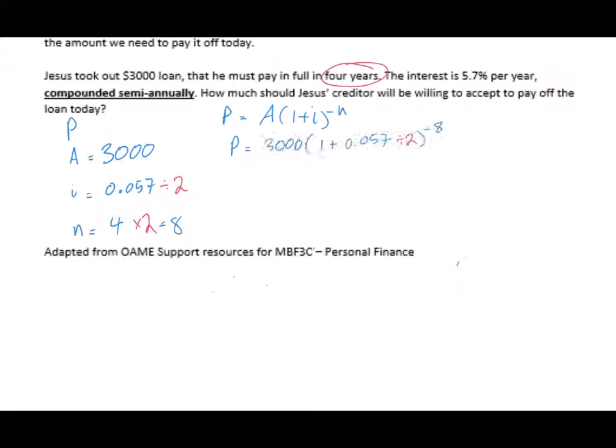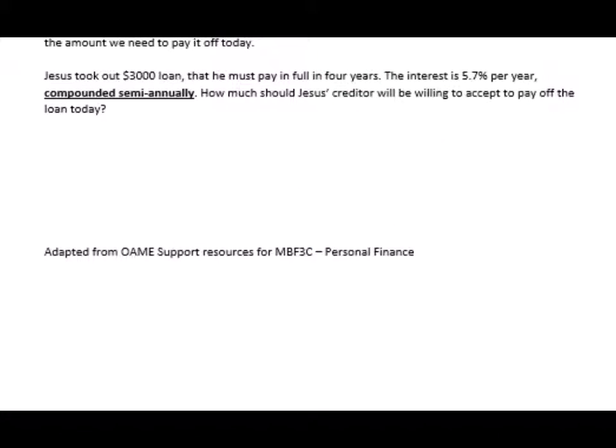So P is equal to 3,000 bracket 1 plus 0.057 divided by 2, bracket raised to the negative 8. And we get this as our final answer, $2,396. Now, let's see what our final statement is. So, therefore, the principal of the loan is $2,396. And we're done.